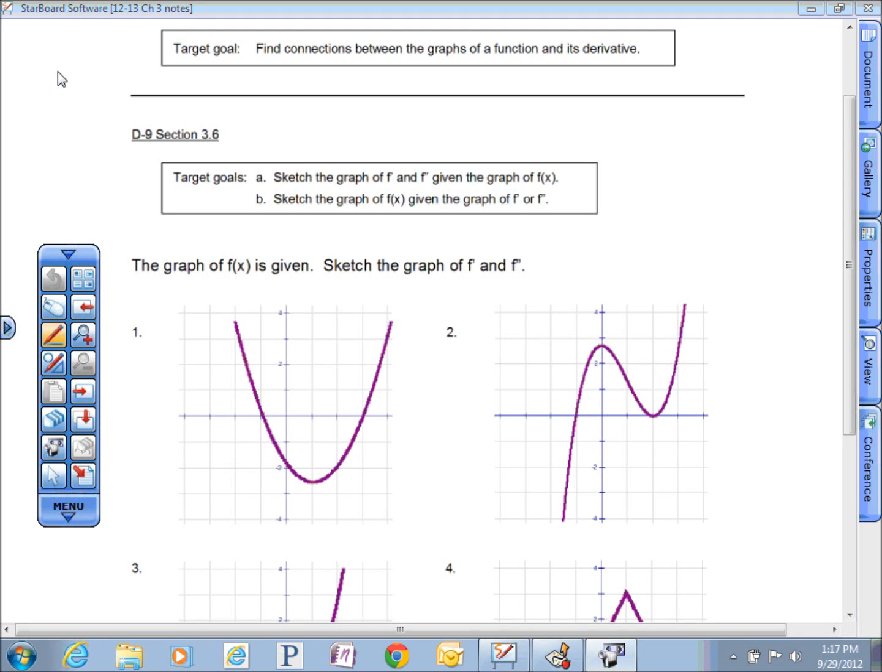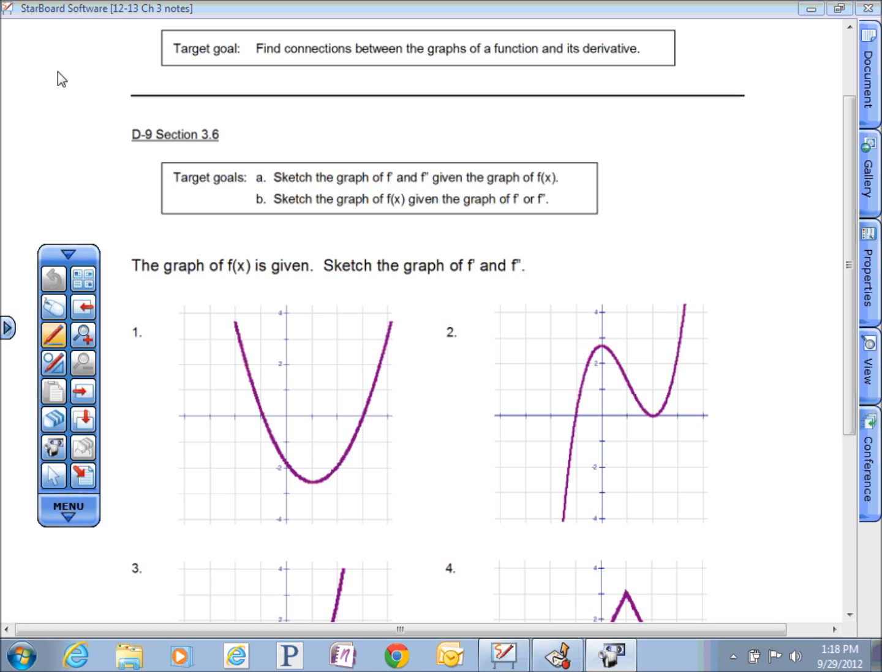Last part of section 3.6, we're working on graphs. And what you're going to see is, instead of trying to create a graph from an algebraic function like we've been doing all the way up to this point in chapter 3, now we're going to try to relate the graphs of f, f prime, and f double prime together. So the function, the derivative, and the second derivative, relate them together and be able to create them based on what we have in front of us.